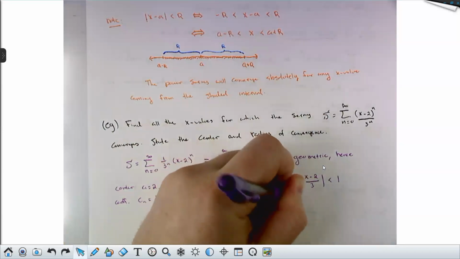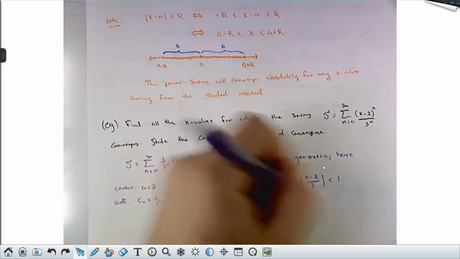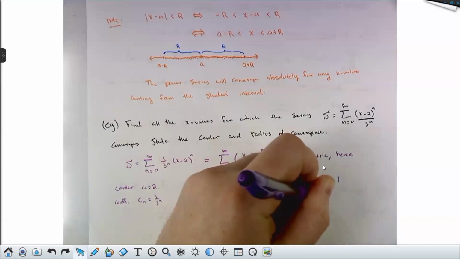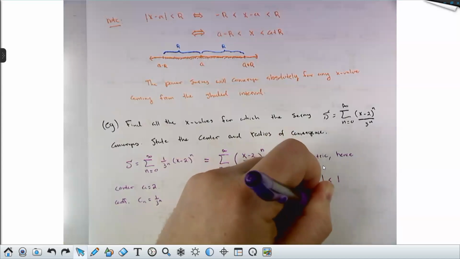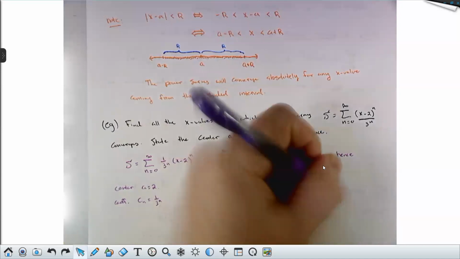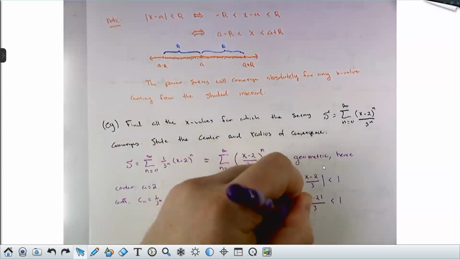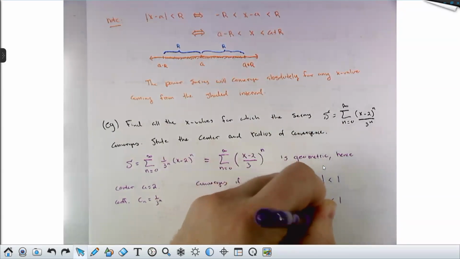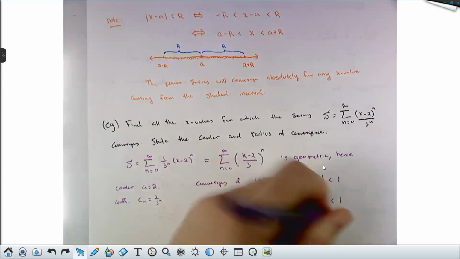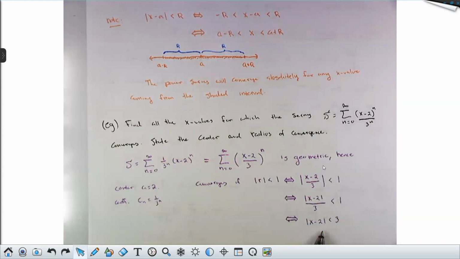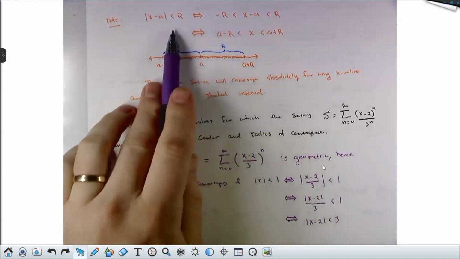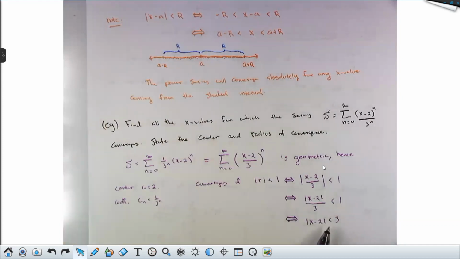Now the absolute value of (x minus 2) over 3 is the same as the absolute value of x minus 2 over the absolute value of 3, which is 3. We can multiply both sides by 3. And now I have an inequality that looks an awful lot like this thing. So you could actually read off the radius of convergence now as 3.